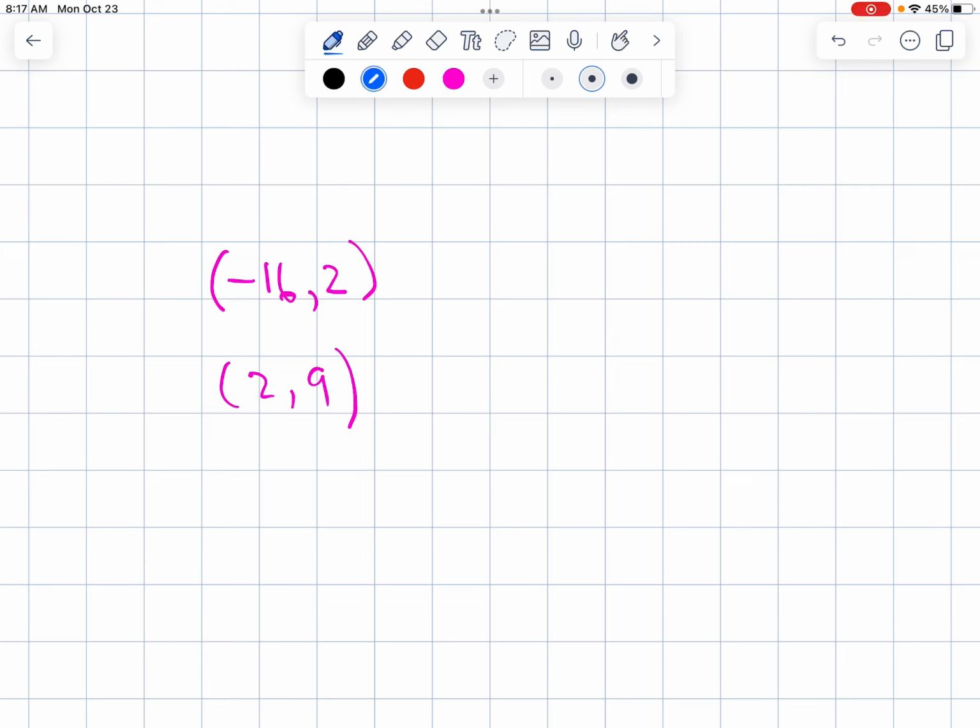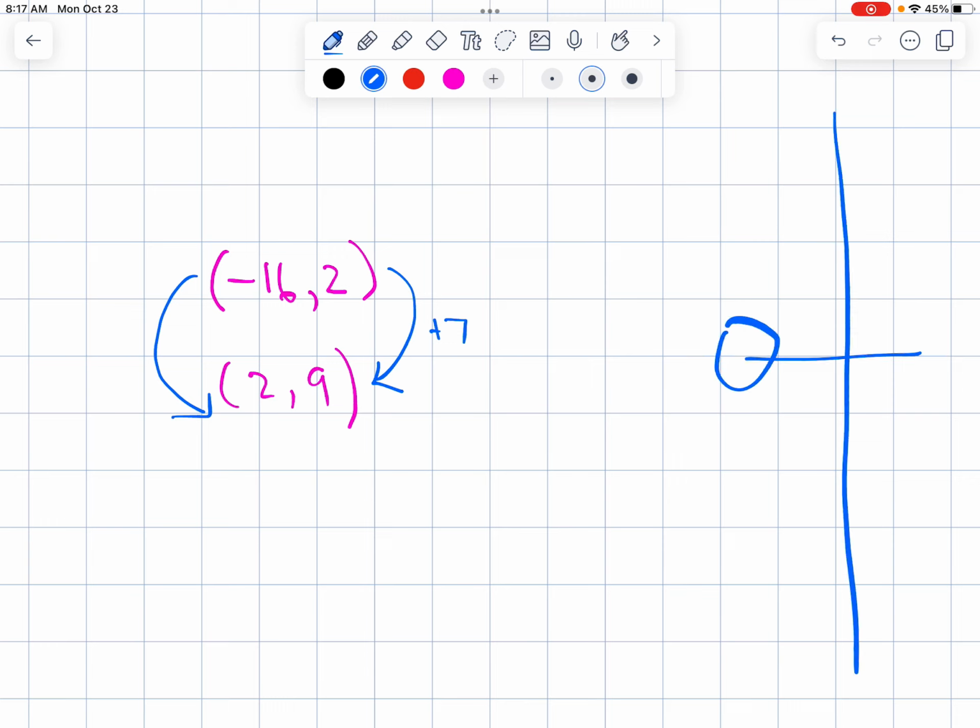Okay, here from 2 to 9, you think to yourself, from 2 to 9, how much am I changing? You start at 2, you go to 9. And so the difference between 2 to 9 is 7. You're going up by 7. Now what about the difference from negative 16 to 2? Well, here, maybe a number line would help you visualize this.